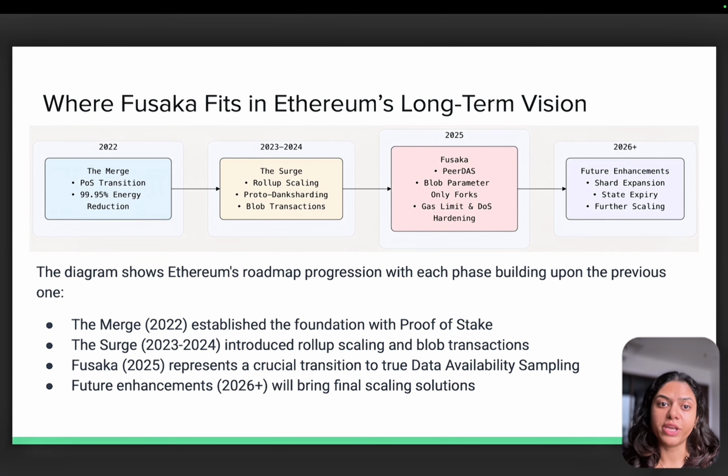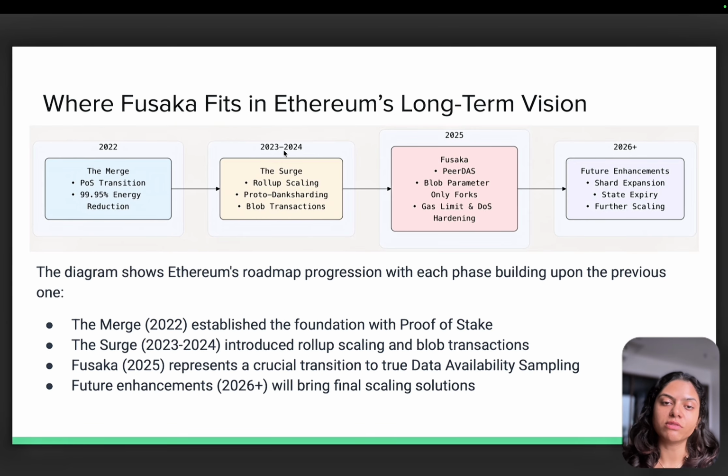The second topic is where Fusaka fits in the Ethereum long-term plan. This upgrade is not random. Fusaka sits perfectly in the Ethereum long-term roadmap. Think of the roadmap as multiple phases. The first phase, in 2022, was the Merge. In that phase we did the proof-of-stake transition. Before 2022, Ethereum was working on proof of work, but in 2022 the Merge happened and moved it to proof of stake. That was the most important thing at that time.